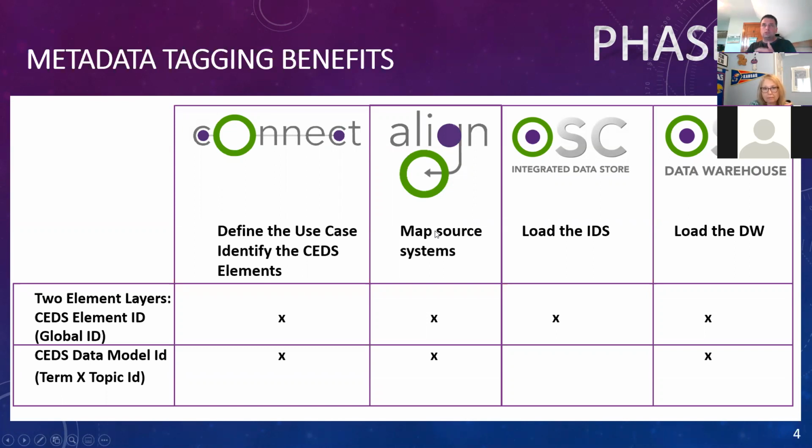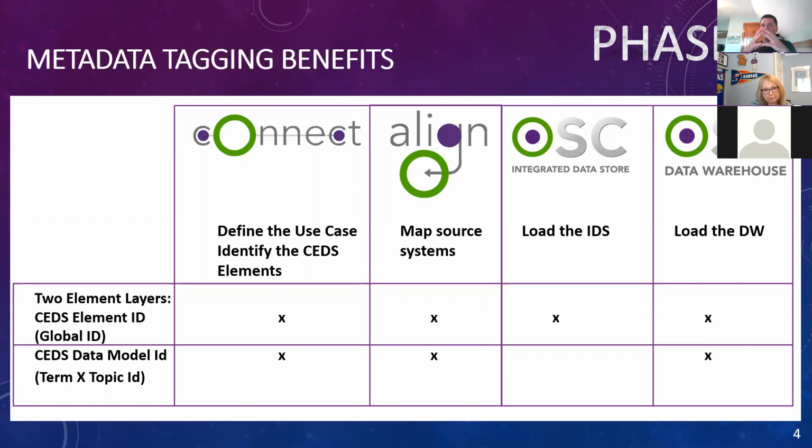The Align tool lets you take your source system data, so whatever database name, table name, column names, element names, definitions that you have, and align those over to CEDS. So you're picking a CEDS element that matches, or one or more, that matches with your particular element inside your database. And then, of course, we have the IDS, which has all of the CEDS elements.